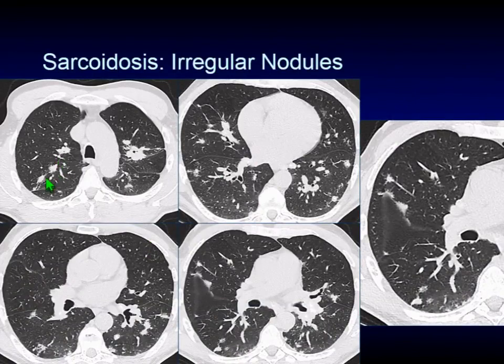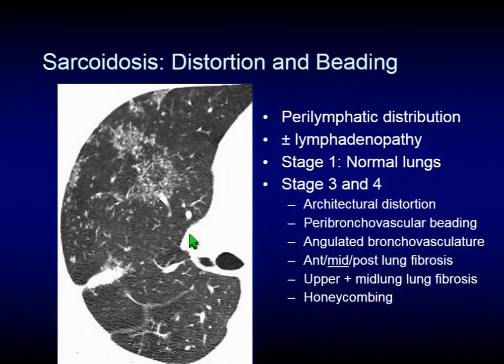Now, here we see a case where you have larger irregular nodules, but that really shouldn't dissuade you from thinking that it may be sarcoidosis, because look at where these nodules are. Again, along the fissures, along the septa, and along the peribronchovascular or septal lymphatics. And so again, this is another case of sarcoidosis.